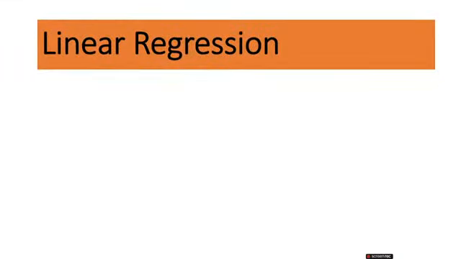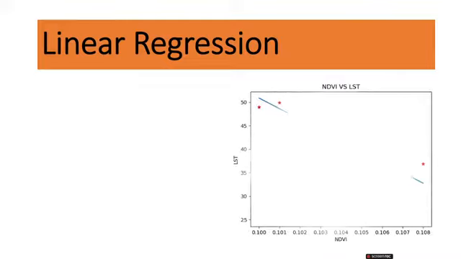So mainly today I will discuss linear regression, and also show you how we can easily use linear regression using Python, and also predict the land surface temperature based on normalized difference vegetation index. You can see this is a chart. In the chart, the x-axis represents the NDVI value, and the y-axis represents the land surface temperature in degrees Celsius.